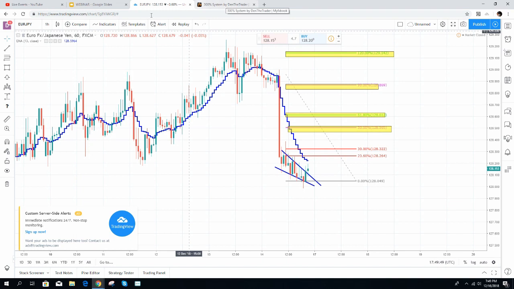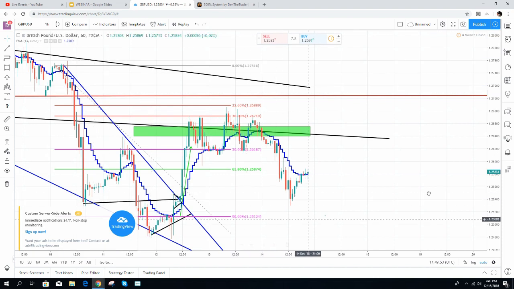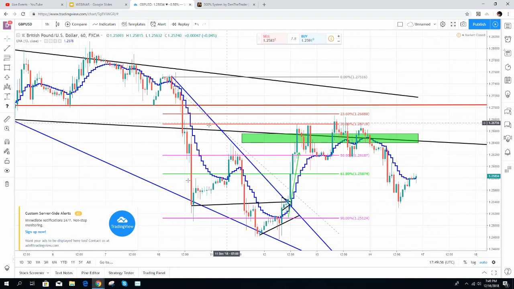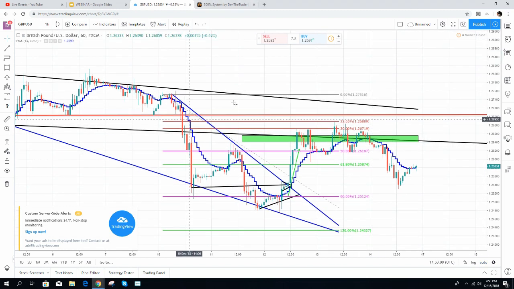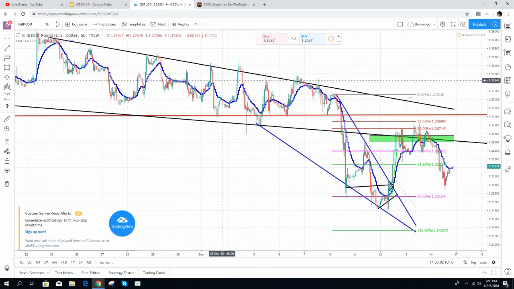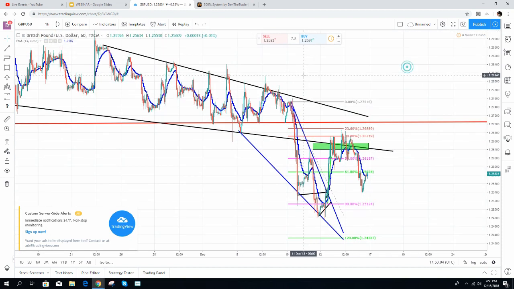Does anybody remember any of the trades? Yes, GBP USD. I released GBP USD to the trading community. Here it is. This is the actual analysis that was released to the trading community, and I'm going to show you this. There's the contraction. This is the 1-hour chart. It's a big mess here.